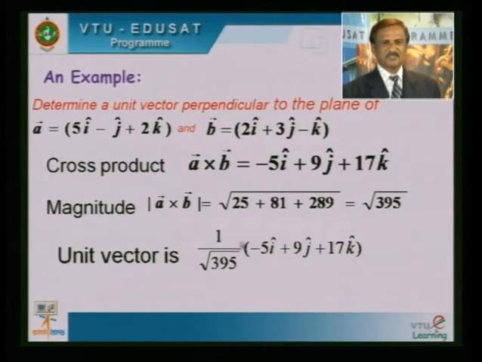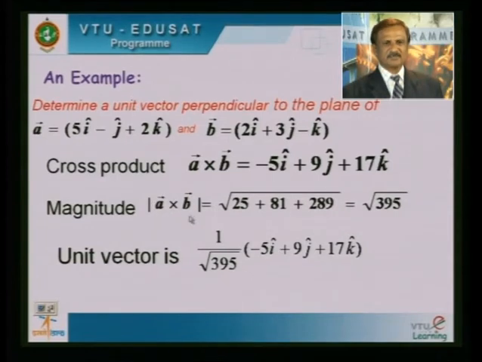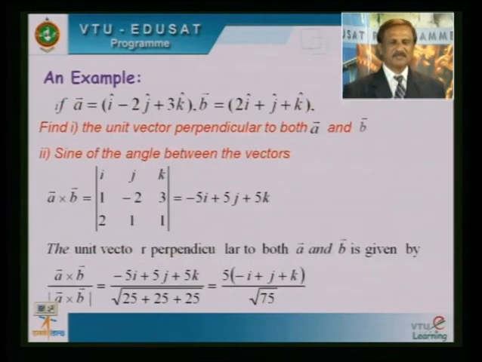So, therefore, unit vector is, what is the formula? Just now we have observed, A cross B whole divided by modulus of A cross B. A cross B is minus 5i plus 9j plus 17k, what I have written here, whole divided by modulus of A cross B, which is square root of 395. This is the unit vector perpendicular to the plane of A and B, right. So, like that you can calculate.